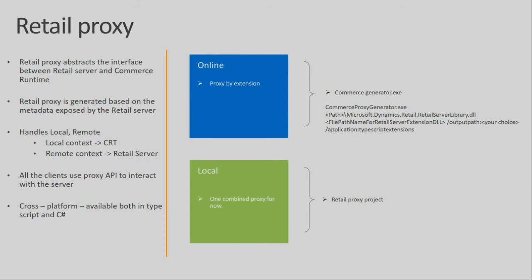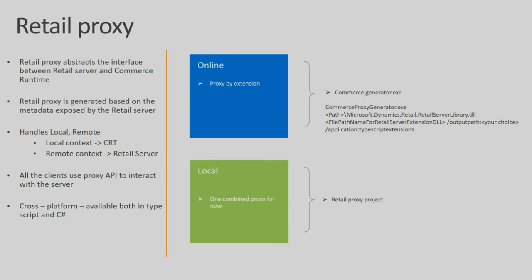For the online mode, there is an automated exe, commerce generator.exe. The parameter for this exe is there in the retail SDK folder. So you will pass this parameter to that exe, call the exe, and say this is the retail and this is my extension file. It will automatically generate the proxy file for you, and then in your extension you just need to include this file. I will quickly show you how I will include it.